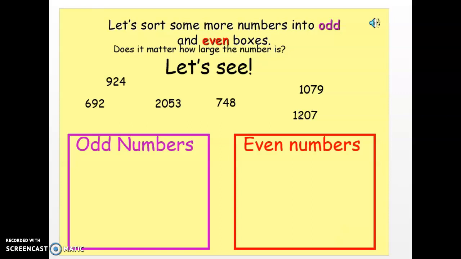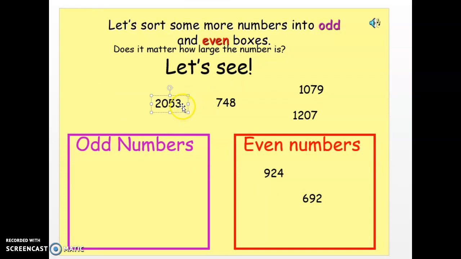So pause the video for a while, try and sort out these numbers into odd numbers and even numbers. Then come back and check with what you've done. Good, I hope you finished. So let's see how this one is going to happen. So 924, because it ends in 4, it's automatically going to be an even. 692 also ends in 2, so this one also is going to be an even number.